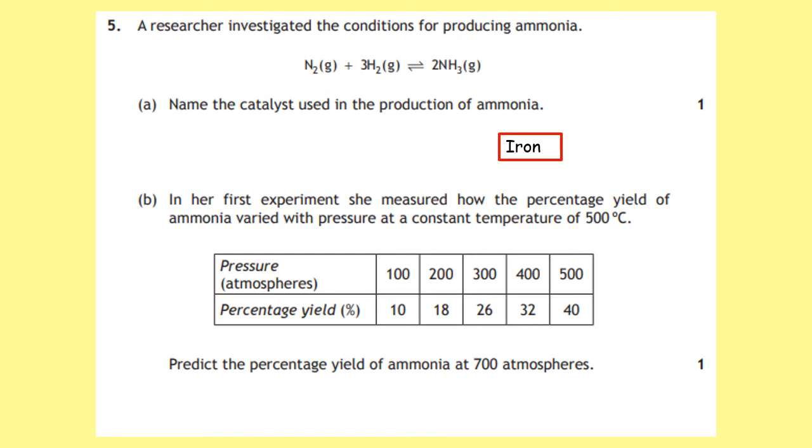Now the next question is a problem-solving question. You've been given information in a table on how pressure is affecting the percentage yield, and you're asked to predict the percentage yield of ammonia at 700 atmospheres. For this one, you would have been allowed to give any answer between about 52 to 56. That's because as you go up 100 atmospheres in pressure, you seem to be going up either 8 or 6 each time. And then going from 500 to 700, you're going up by 200. So you'd either be going up by about 12 or about 16. So either 52 to 56 for that one.